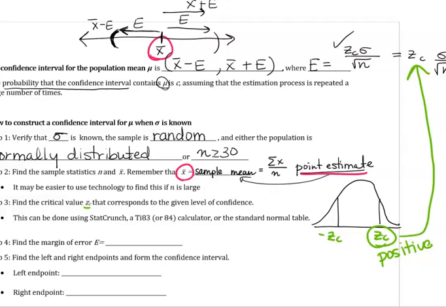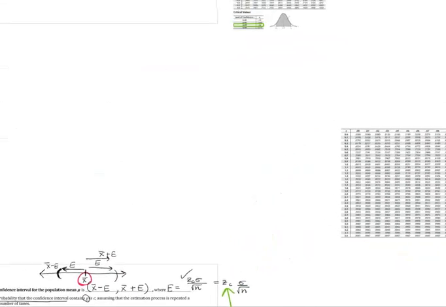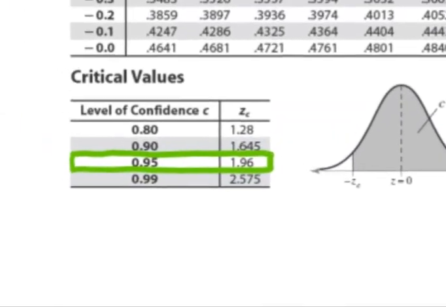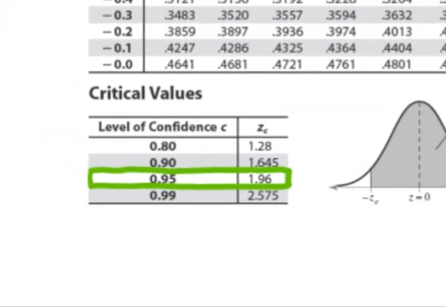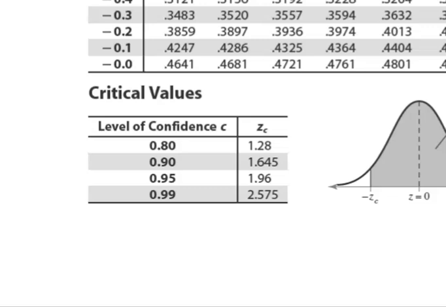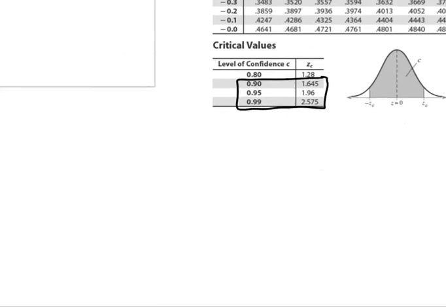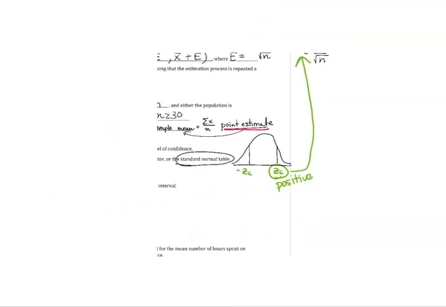This can be done using StatCrunch, a calculator, or the standard normal table. I think you will probably find it easiest to use the standard normal table, because the table just gives them to you. Very rarely will we look at a confidence interval that is not 90, 95, or 99%. So for the most part, the ones that we need will be right there on the table for us.